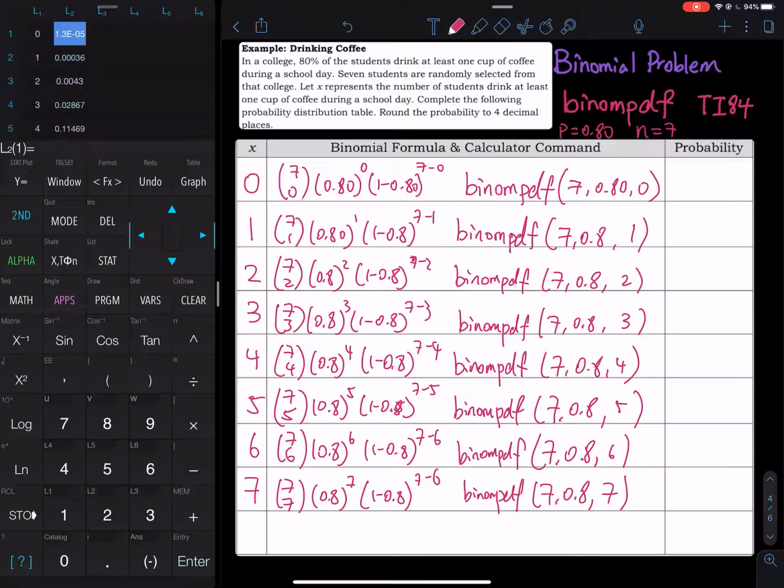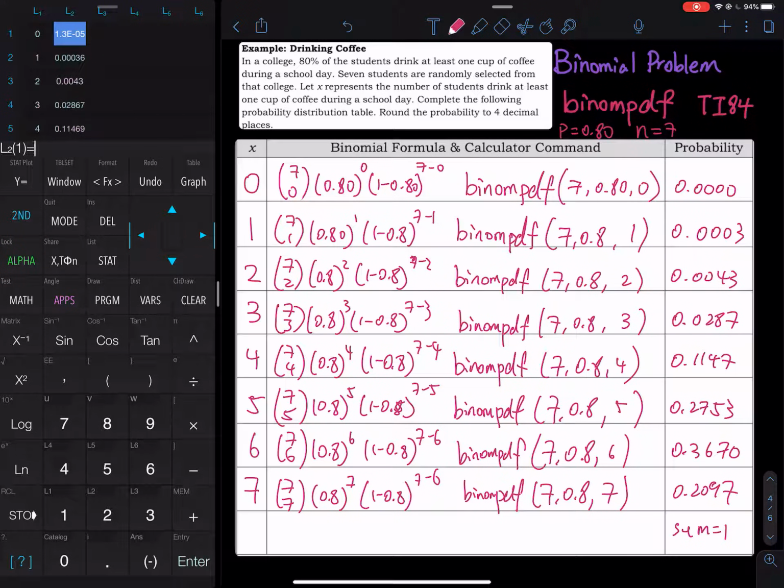So since I have the probabilities, I need to fill them in. So 0.0000, which is just a 0, 0.0003, and then this is 0.0043, 0.0287, 0.1147, 0.2753, 0.3670, and then 0.2097. The sum is equal to 1.